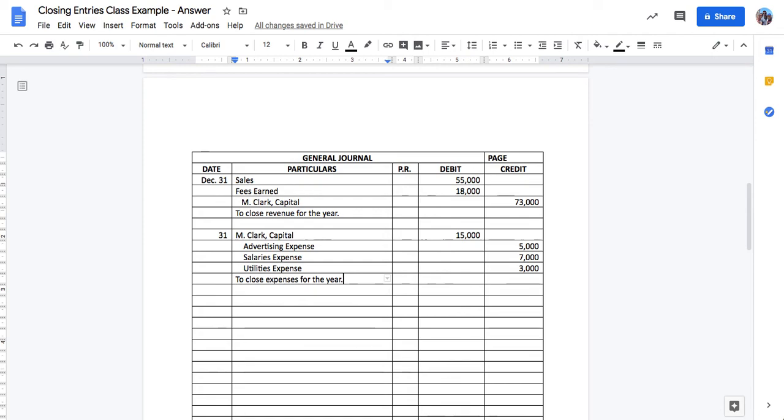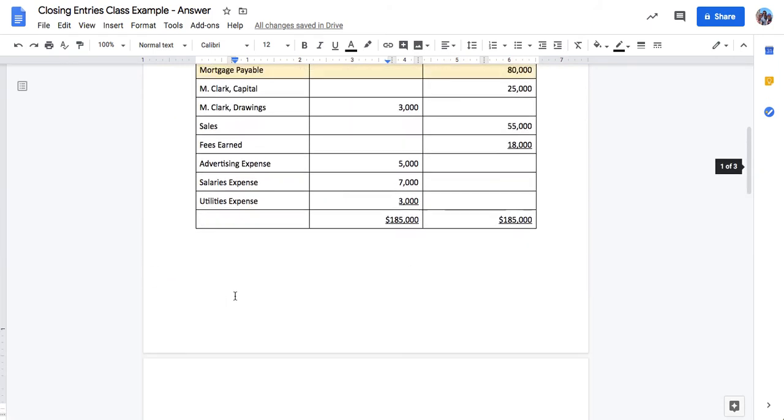So what we've done with these two entries, with first of all closing our revenue, we gave the owner $73,000. With closing our expenses, we subtracted $15,000 from the owner, and then that essentially means we have given the owner the net income for the year, because $73,000 in revenue minus $15,000 in expenses gives us a net income for the year, and the owner's capital will have been updated as such.